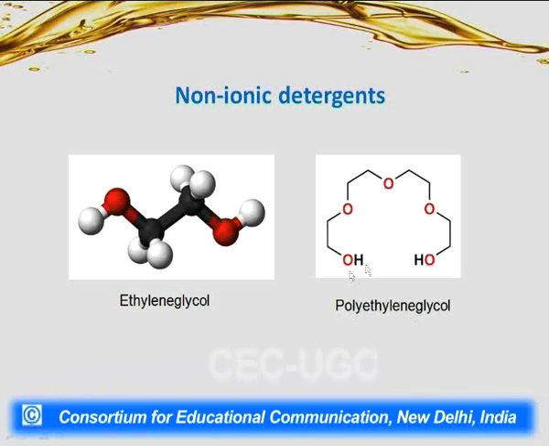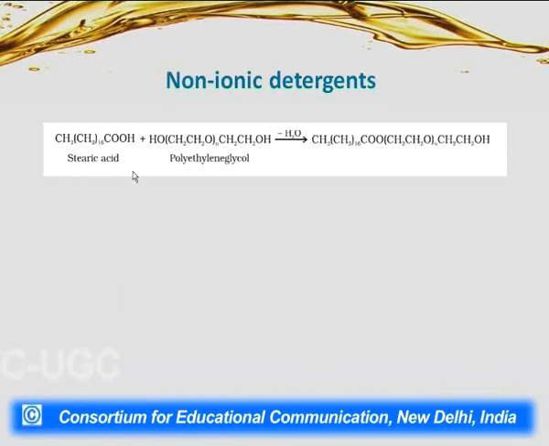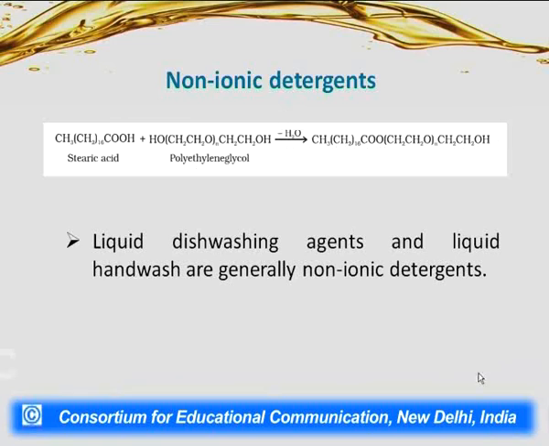When these react with acids they form esters on 1 hydroxyl or 2 hydroxyls, and we get non-ionic detergents. Like this stearic acid forming ester with polyethylene glycol, it may be having ester on one side or on both the sides. These non-ionic detergents are used in liquid dishwashing and liquid hand washing agents.